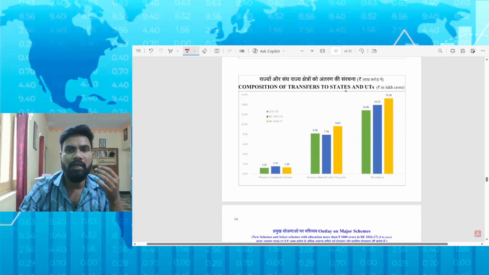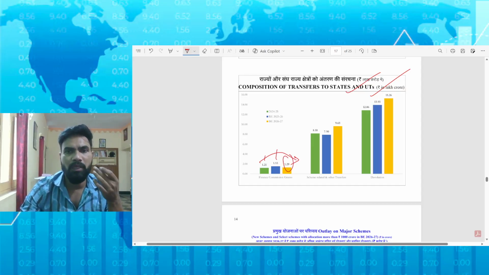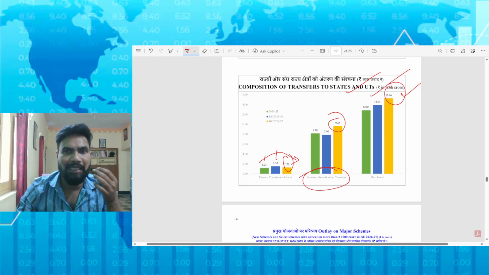Then comparison of transfers to states and UTs. Finance Commission grants, okay, rise and fall is there. In 24-25 budgeted estimate 1 lakh, actually revised estimates, there are no more transfers the government has to make. This year budgeted estimation is 1.29 lakh crore rupees. So we will see what happens. Then schemes related and other transfers are estimated at 9.65 lakh crore rupees. Devolution under the Finance Commission recommendations stands at 15.26 lakh crore.